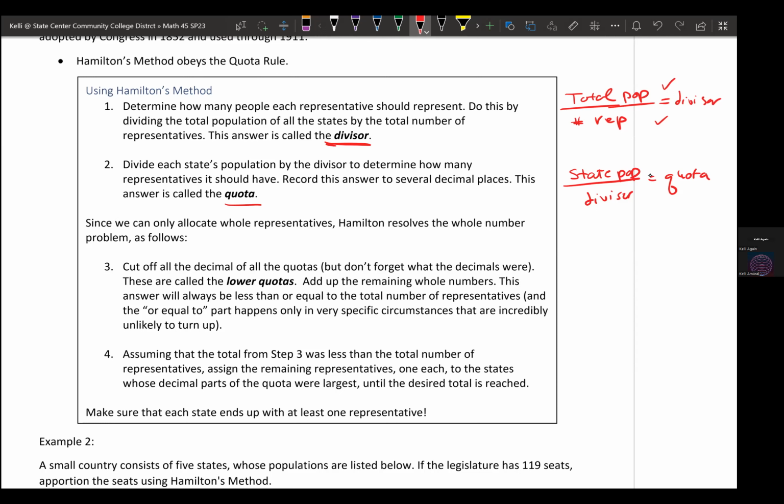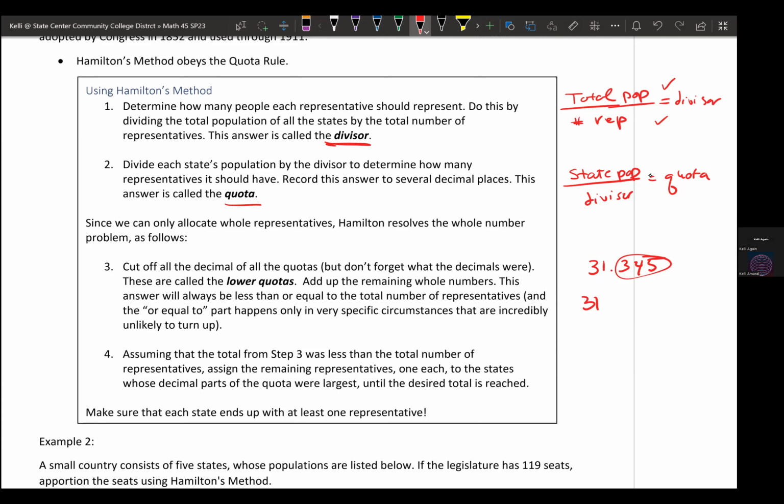So those are then called the lower quotas, because if you take a decimal, like say 31.345, and you just get rid of the decimal part, the number you're left with is always going to be smaller than the number with the decimals, because the decimal part has some value. So if you get rid of that, you're always going to have a lower number. That's why it's called the lower quota.